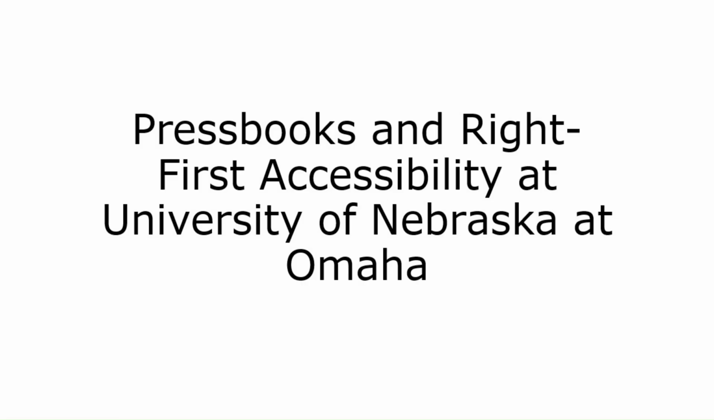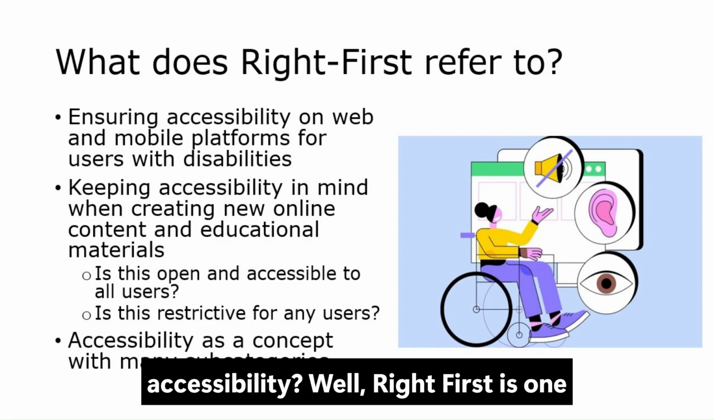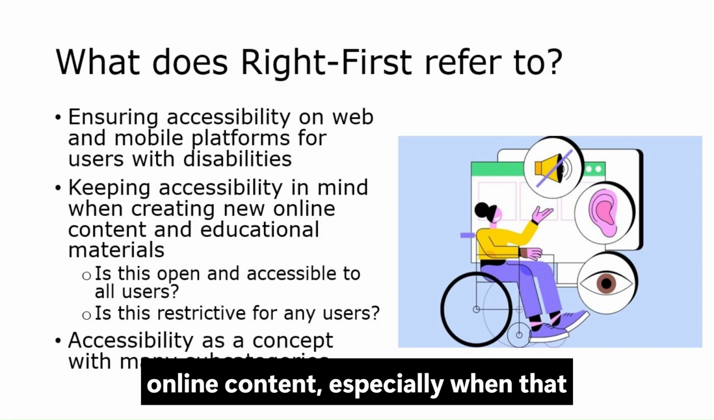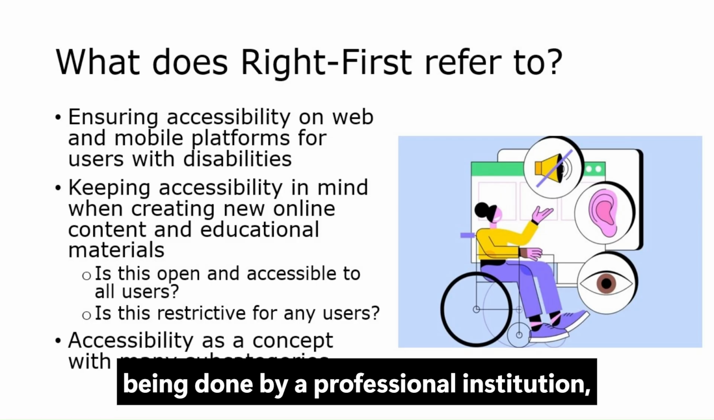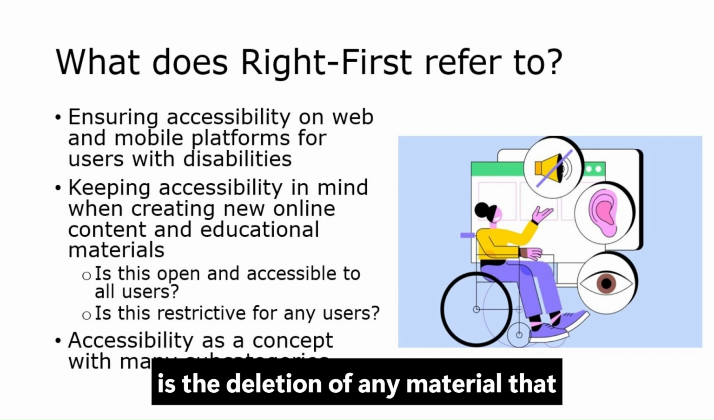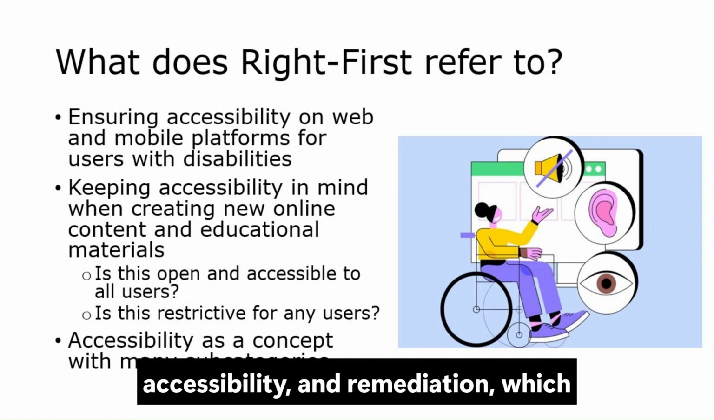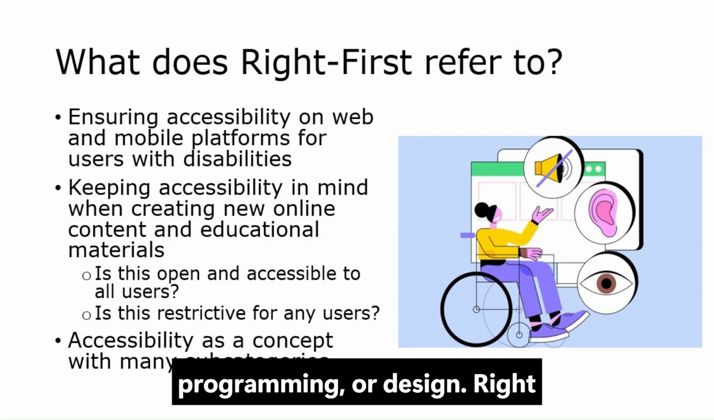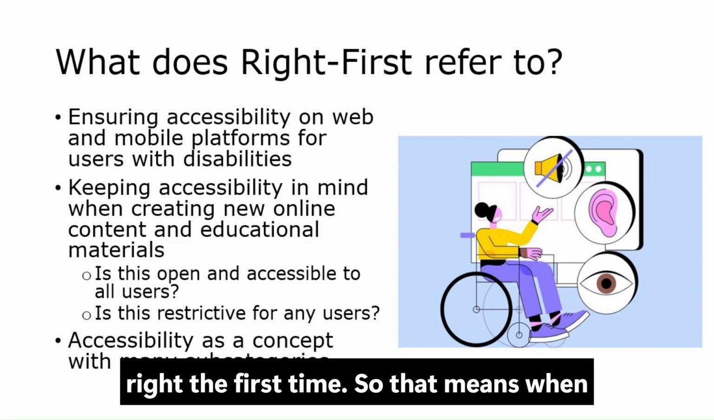Let's get started. So to begin with, how do we talk about Right-First when it comes to accessibility? Well, Right-First is one of the 3 R's in the 3R framework, which is used to ensure inclusivity in online content, especially when that content is representative of the work being done by a professional institution, like, for example, a university. The other 2 R's refer to removal, which is the deletion of any material that actively hinders inclusivity and accessibility, and remediation, which refers to revision of existing material, whether that be revision of content, programming, or design. Right-First mainly refers to the creation of new content, basically saying, do it right the first time.